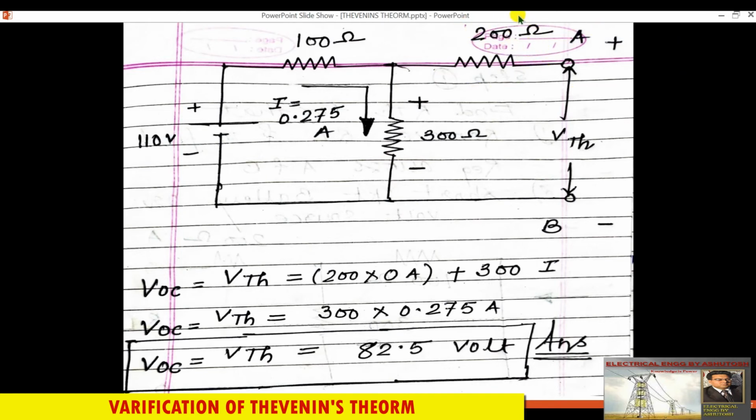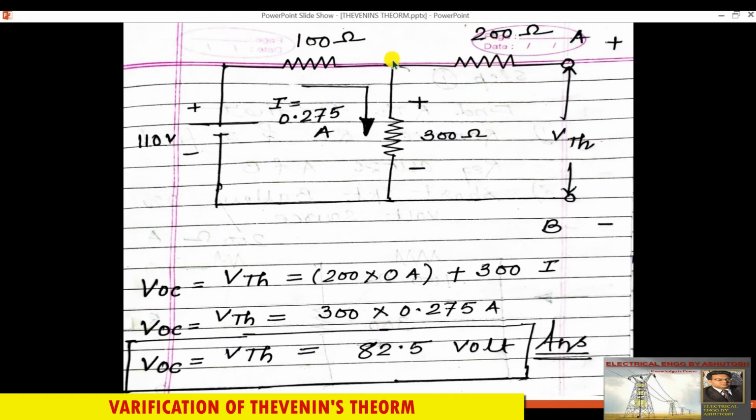First resistance will be 200 ohm. Okay, from leaving the A terminal, 200 ohm will be there, and there is no current in 200 ohm, so the voltage drop becomes 0. Okay, so VTH equal to, you can write VTH equal to 200 into 0 current. No current is there in this resistance.